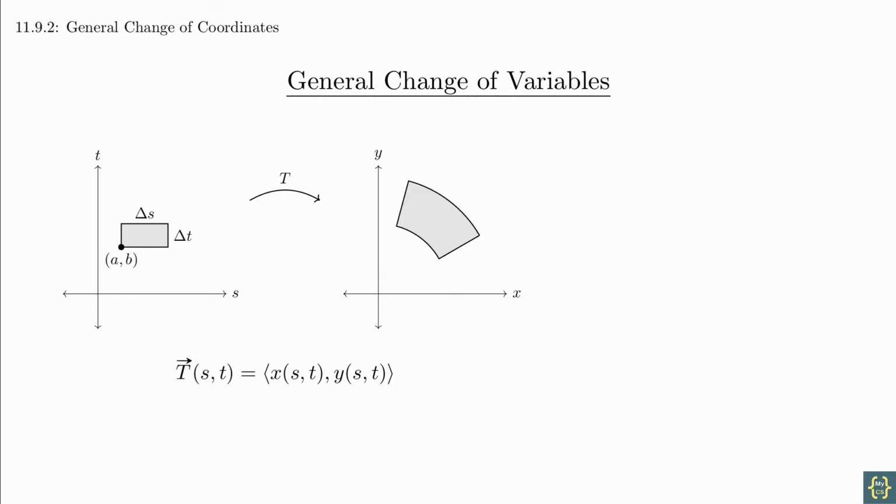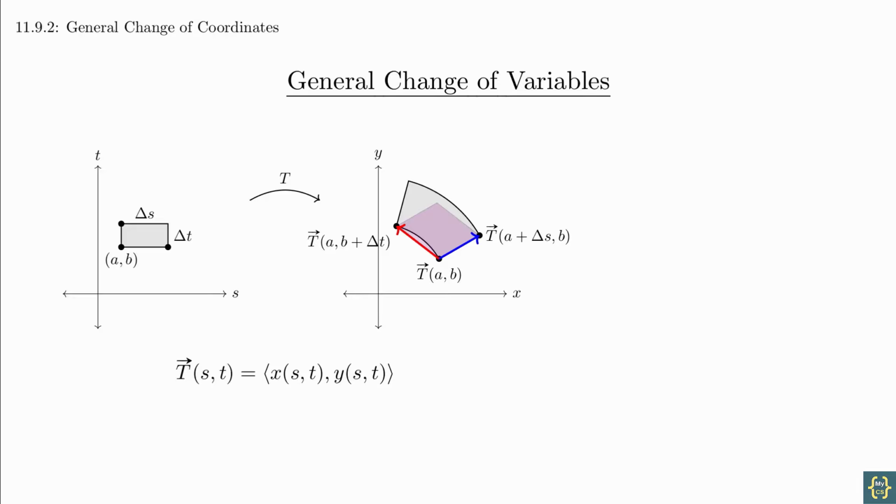We'll set the bottom left corner of the st rectangle to be the point (a, b) and the sides of the box to be delta s and delta t. When we map this to the xy plane, the three corners get mapped to these 3 points. We can see that the shape of the region is probably not all straight sides, but because the values are small, it will be close.